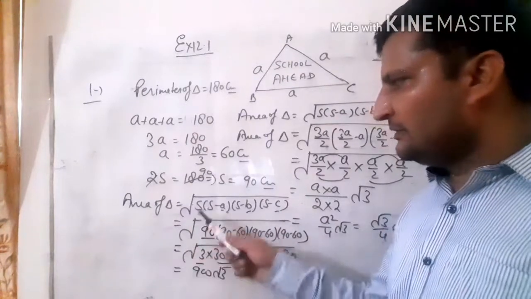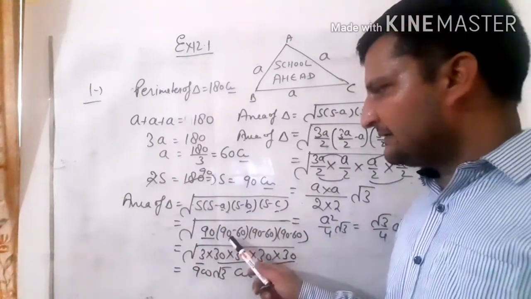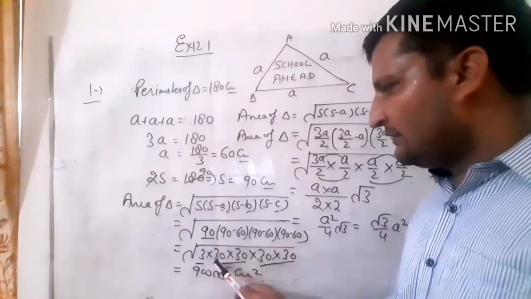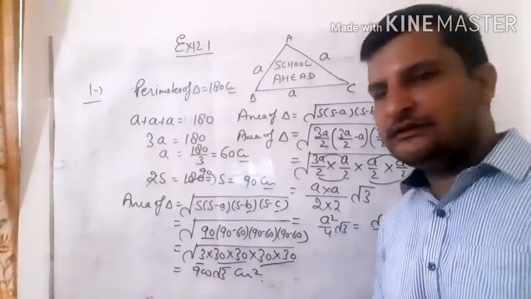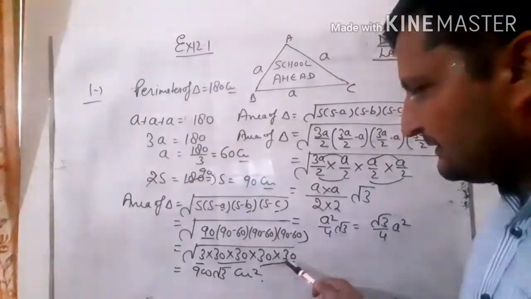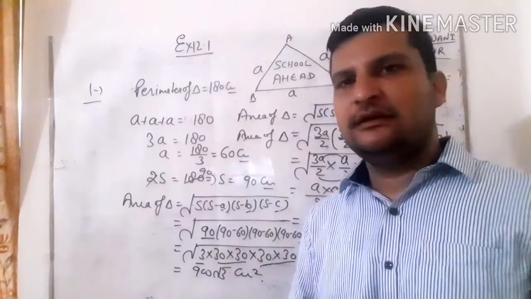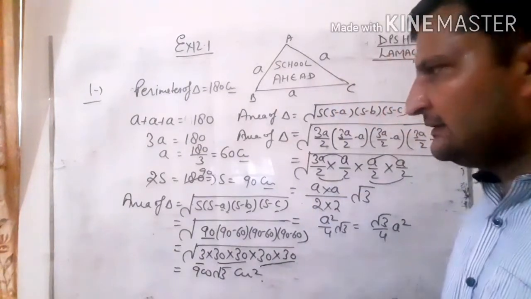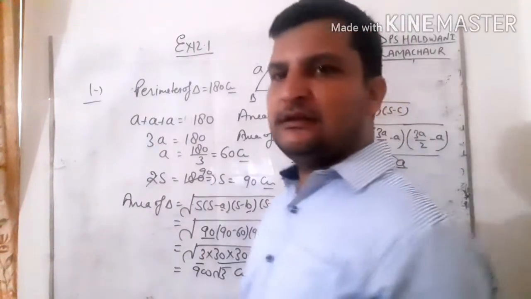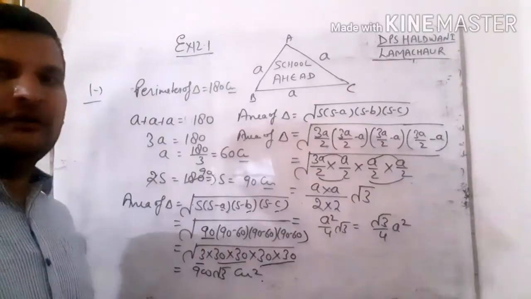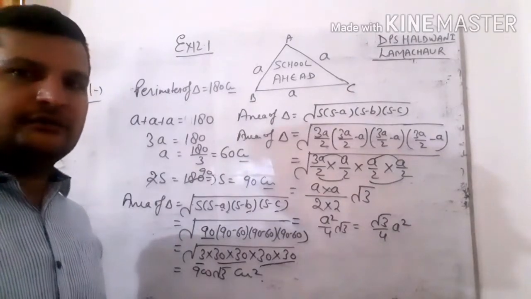So s is 90, and 90 minus 60, 90 minus 60 and 90 minus 60. So root of 90 into 30 into 30 into 30, and we make pairs: 30 into 30 is one pair, 30 into 30 is one pair, so 30 into 30 is 900 root 3 centimeter square. So students, that was the first question. We have done it. You can pause the video and note it down. Then after that we will start question number 2.